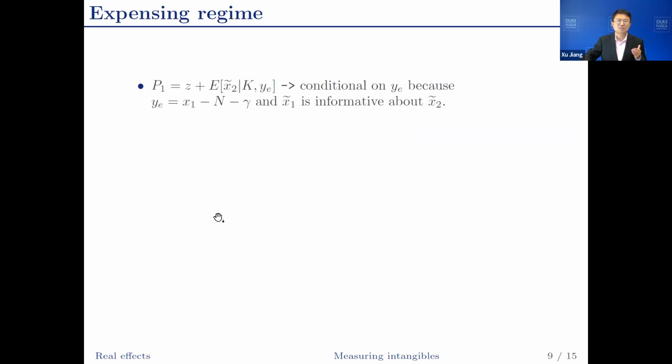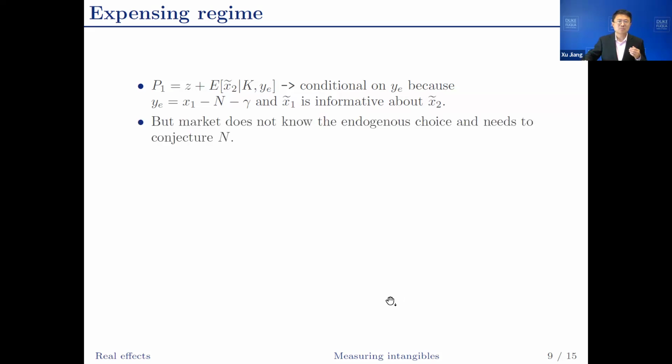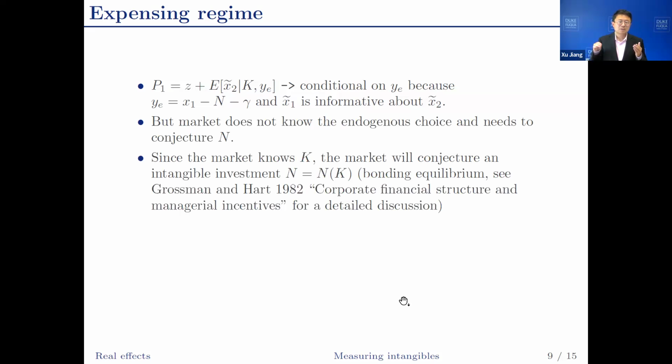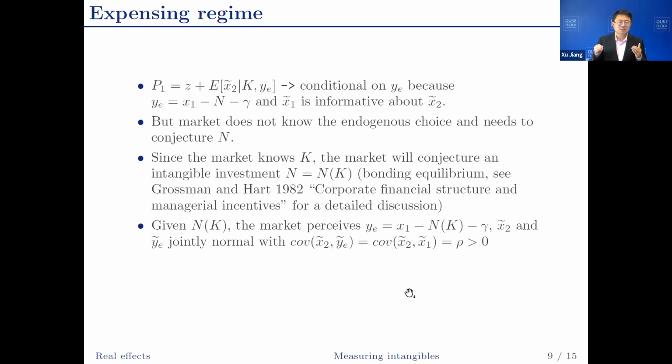Now let's look at the expensing regime. In the expensing regime, we can see the price expression. Note that the expectation of X2 is conditional on the earnings because earnings provide information about X1 and X1 is correlated with X2. However, the market does not observe the endogenous choice of intangible investment. So the market has to conjecture. Because the market knows about K, the market is not going to arbitrarily conjecture N. The market is going to conjecture N as a function of K, which means that the market is going to conjecture an investment schedule N as a function of K.